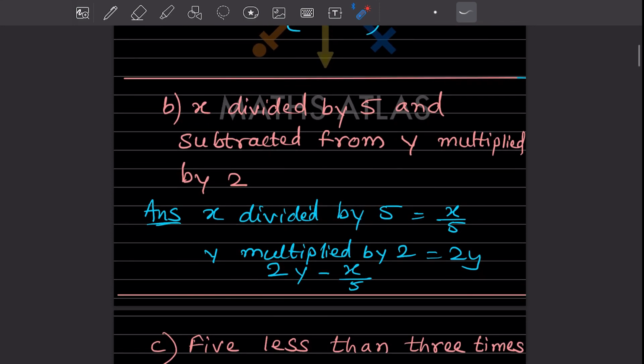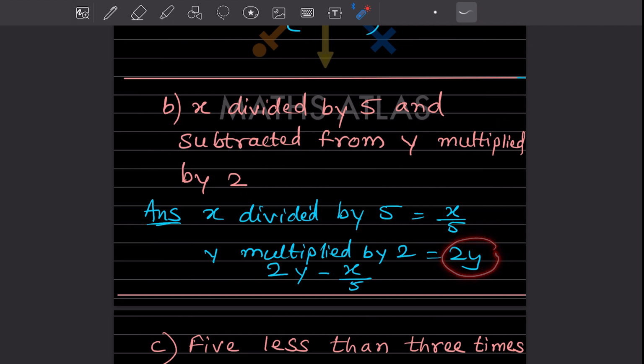Now, x divided by 5 and subtracted from y multiplied by 2. Let us keep this from, let us think over that later. First, what it is, x divided by 5. So you're going to write here x divided by 5 means x by 5. Okay, then what did they say? Y multiplied by 2. Y multiplied by 2 means 2 into y means 2y.